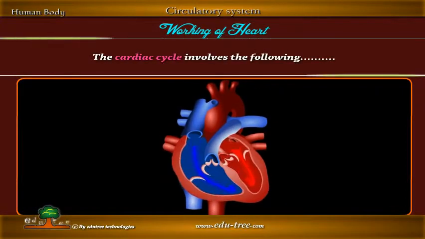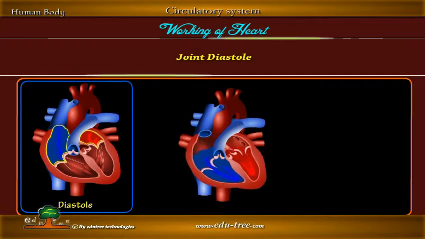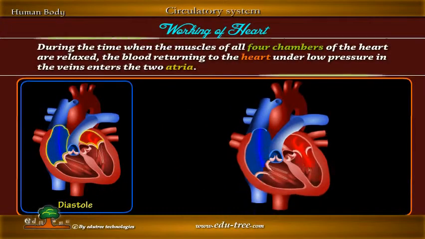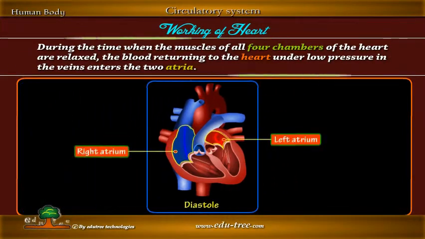The cardiac cycle involves the following. Joint diastole. During the time when the muscles of all 4 chambers are relaxed, the blood returning to the heart under low pressure in the veins enters the 2 atria.